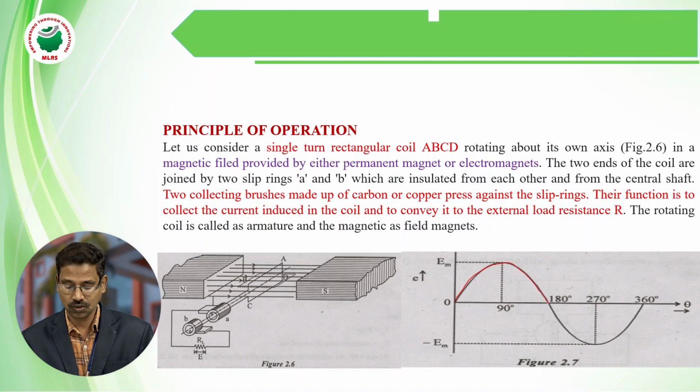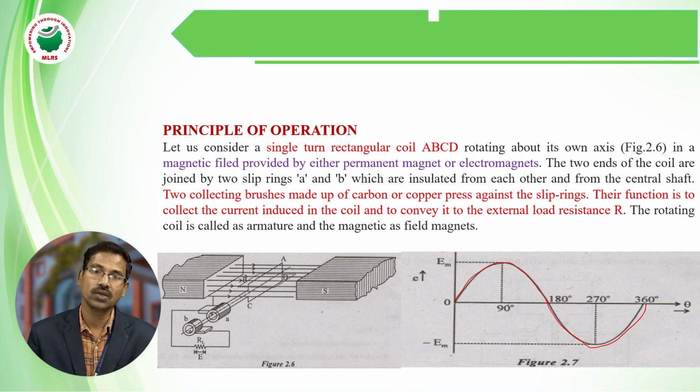During the first half cycle, we get a positive half cycle. In the next half cycle, we get a negative half cycle. So throughout the cycle, we observe two half cycles: one is a positive half cycle, the second one is a negative half cycle. So the EMF induced in the armature conductor is alternating in nature.